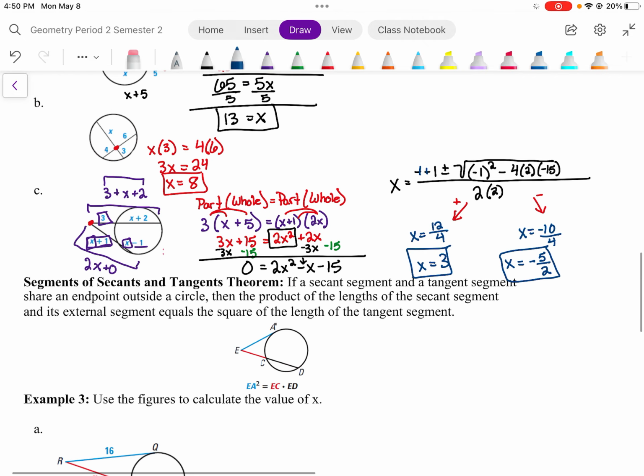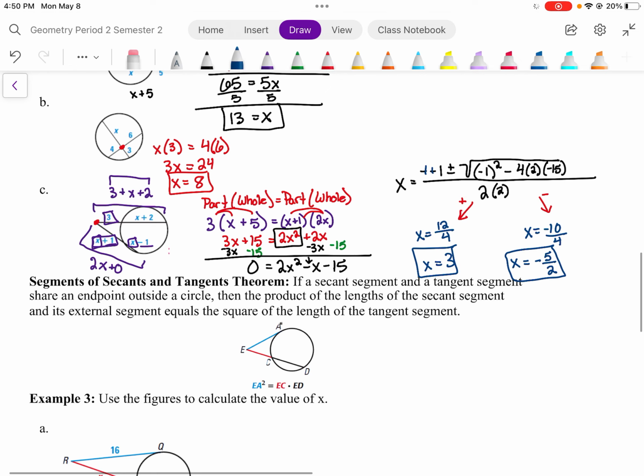Awesome. So again, on the test, there is going to be a problem where you have to either use the quadratic formula or factor. So if you have questions on those, make sure you are asking.